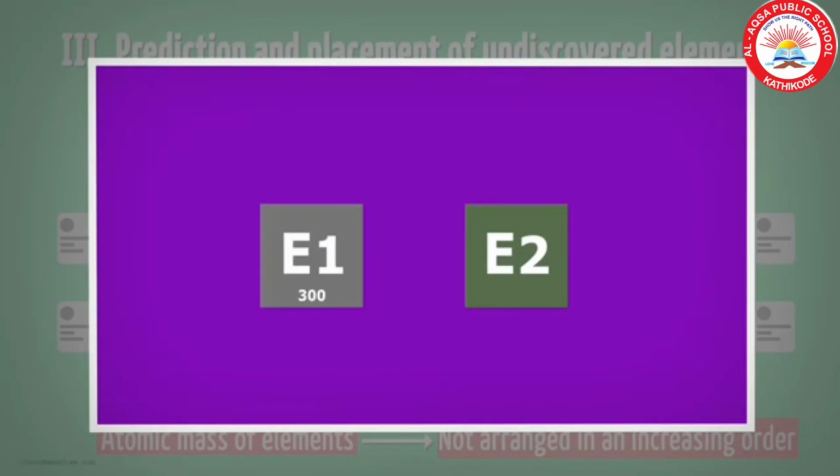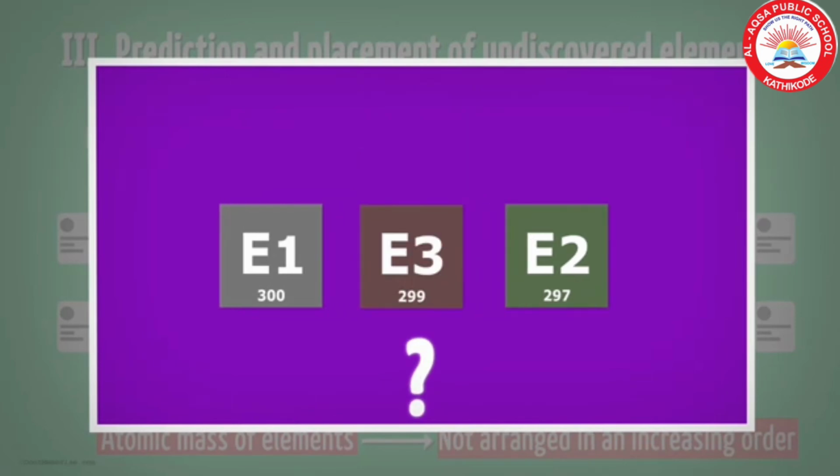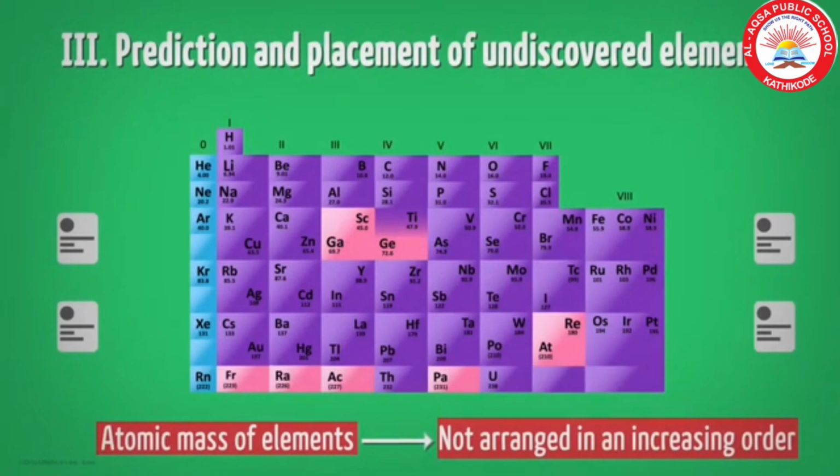Let us discuss about 2 elements. E1 is the first element and its atomic mass is 300 and E2 atomic mass 297. But the E2 is placed after E1. But later we discovered element E3 which has atomic mass 299. So how can we place this 299? That means E3 element without disturbing the other element.